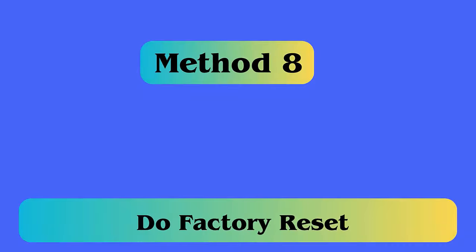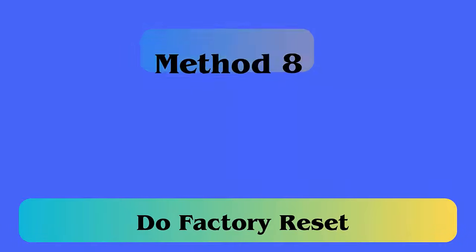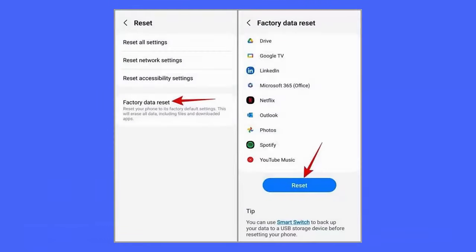Method 8. Do factory reset. Check the steps. First, launch Settings on your Samsung device. Now, click on General Management and then on Reset. Finally, select Factory Reset and then tap on Reset All option.